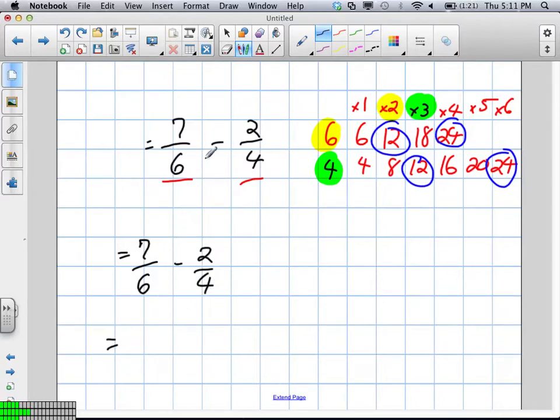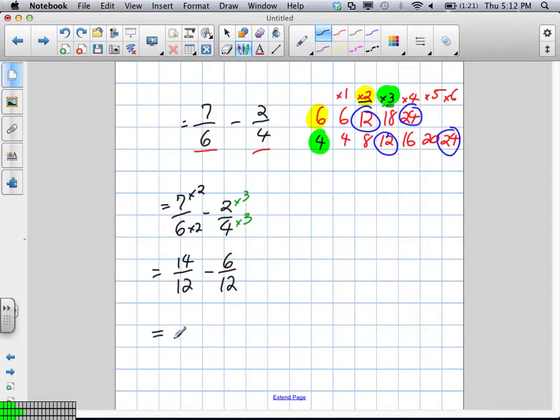What do I have to multiply the fraction that has a 6 on? I have to multiply that by 2. Good, it's right, because we had to multiply by 2. So we multiply the top and the bottom by 2, and that's going to give us 14 over 12. What about the other fraction? We multiply that by 3, top and bottom, which is going to give us 6 over 12. That's the exact same denominator.